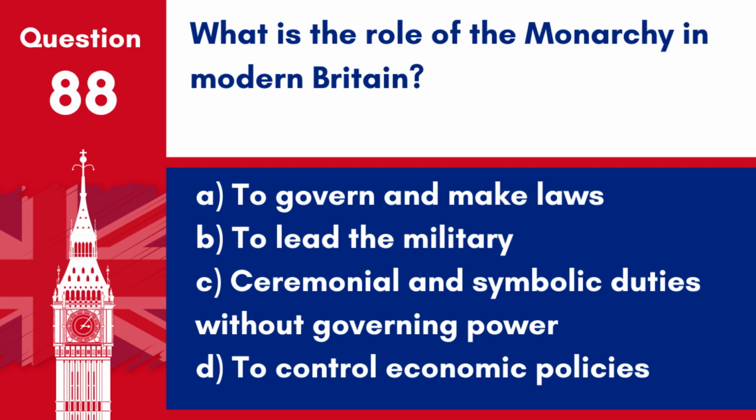Question 88. What is the role of the monarchy in modern Britain? A. To govern and make laws. B. To lead the military. C. Ceremonial and symbolic duties without governing power. D. To control economic policies. Answer: C. Ceremonial and symbolic duties without governing power. In modern Britain, the monarchy performs ceremonial and symbolic duties and does not have governing power.